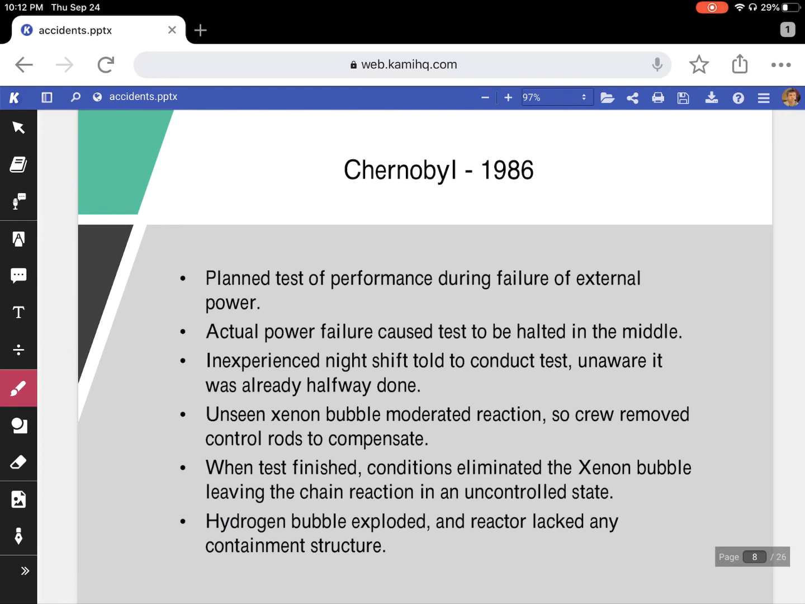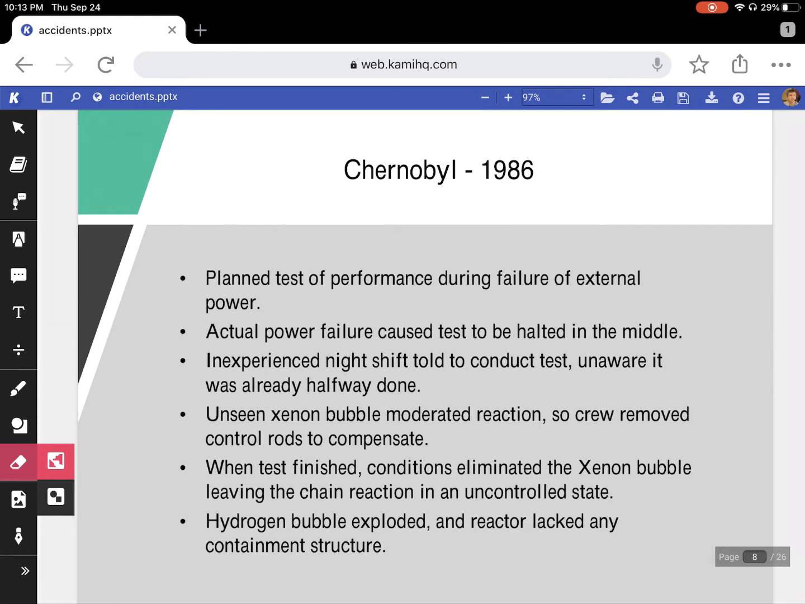And that kind of got valves and switches and things in the wrong places, and it created a bubble of xenon gas in the reactor. And xenon is one of those noble gases that doesn't like to really do anything. So the bubble of xenon acted like a control rod. It slowed down the reaction. And the workers saw that, and they're like, well, gee, the reactor's not producing enough power. We need more power. So they removed the control rods. Don't remove your control rods. So they removed the control rods and finished the test.